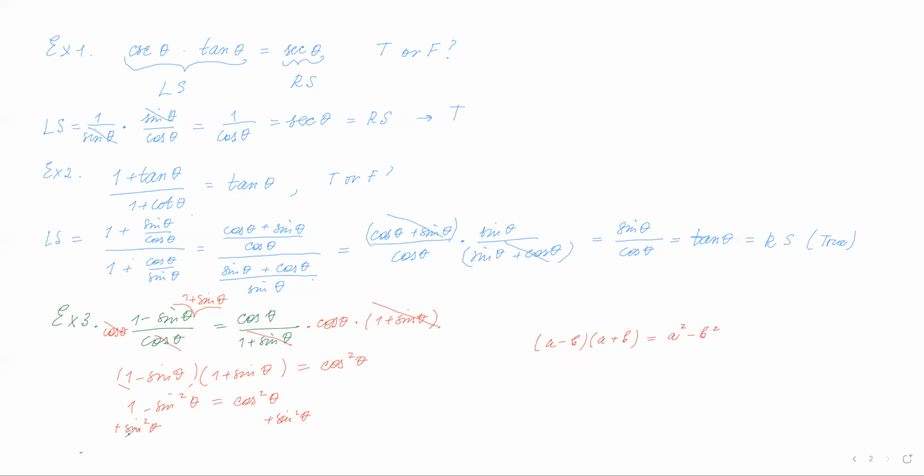So here, sine is going to cancel, right? And I'm going to have 1. What I'm going to have over here is cosine square of theta plus sine square of theta. Well, we do know that it's a true identity because it's a Pythagorean identity. So we know it's true, and we proved our identity.